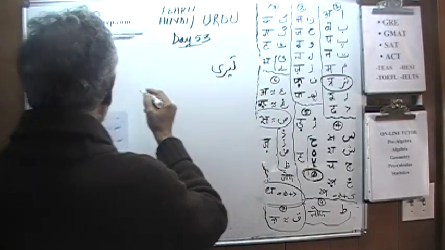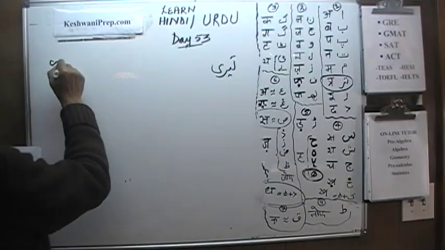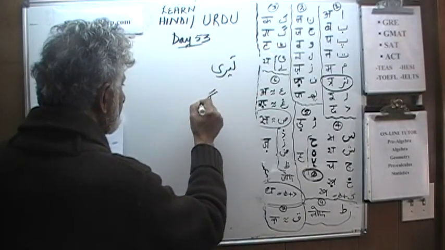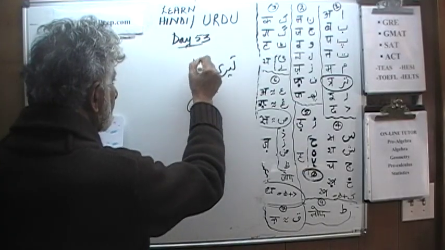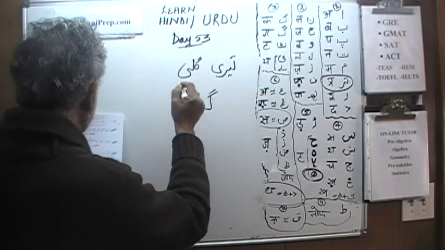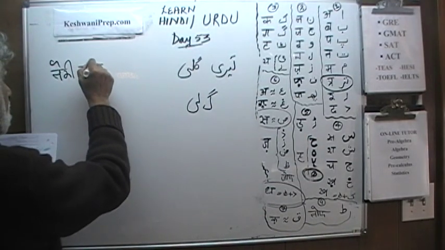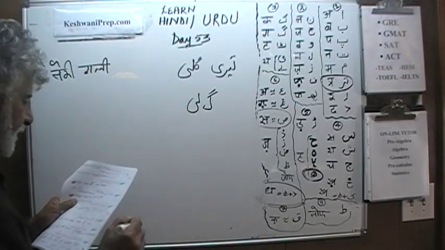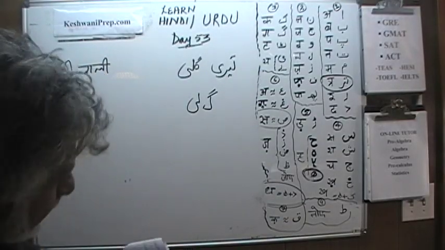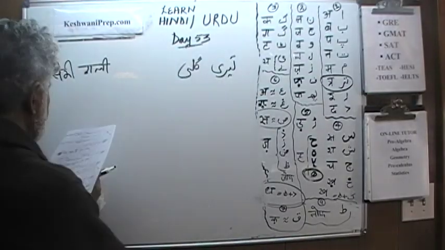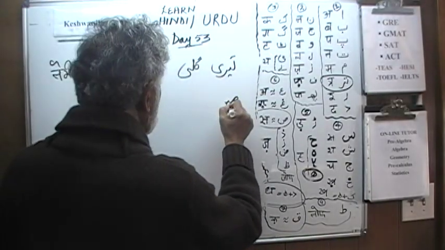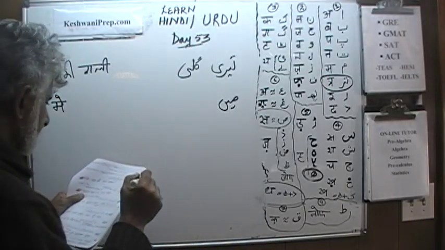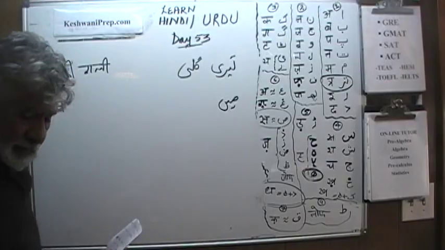Teri. Gali, ga, and then li. Teri gali, ga, la, and the bari ye ki matra. Teri gali mein.